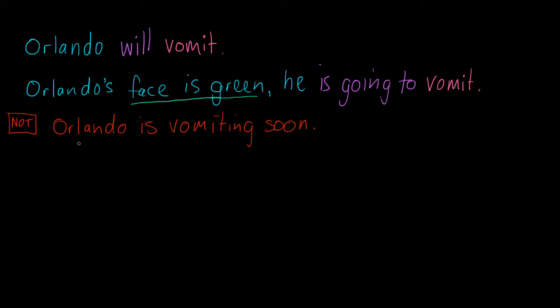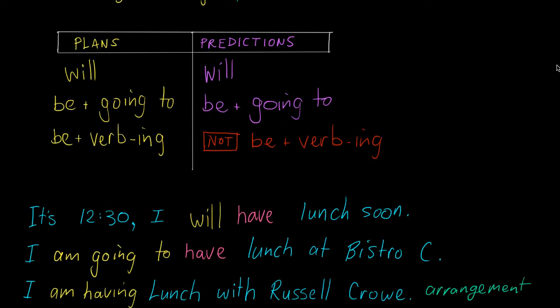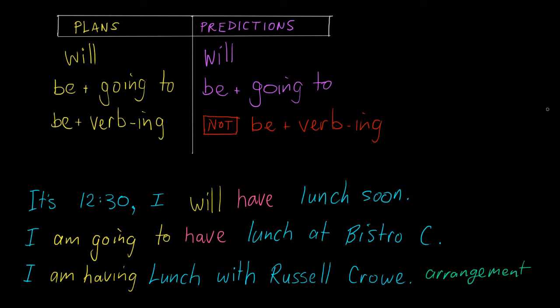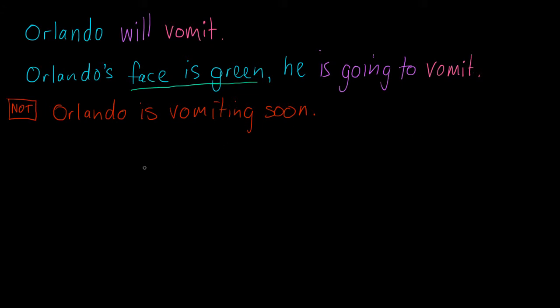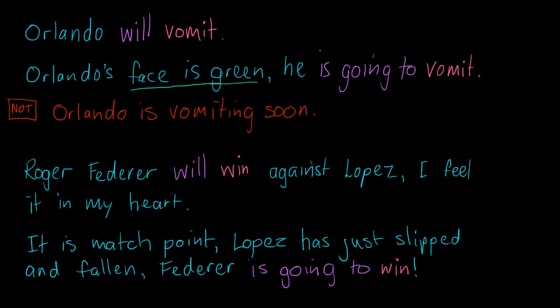Now, you can't say this: "Orlando is vomiting soon." You cannot use -ing to talk about the future. And of course, if we look at our table again, that's what our table says. Do not use -ing for predictions. Sorry, not talking about the future, but for predictions. You can use it for plans. Let's move to the next one.